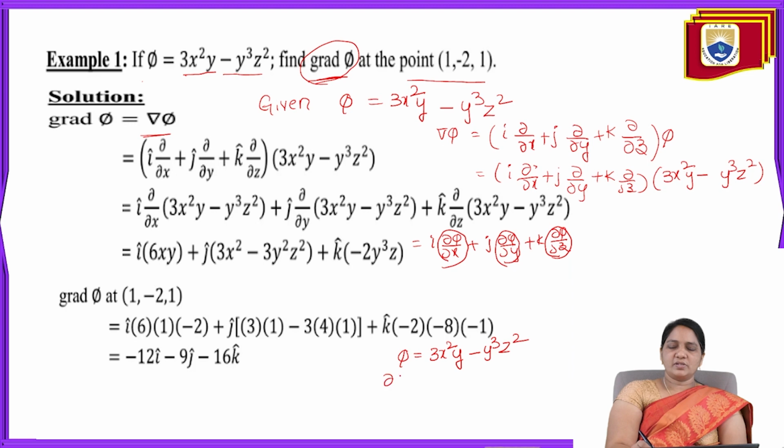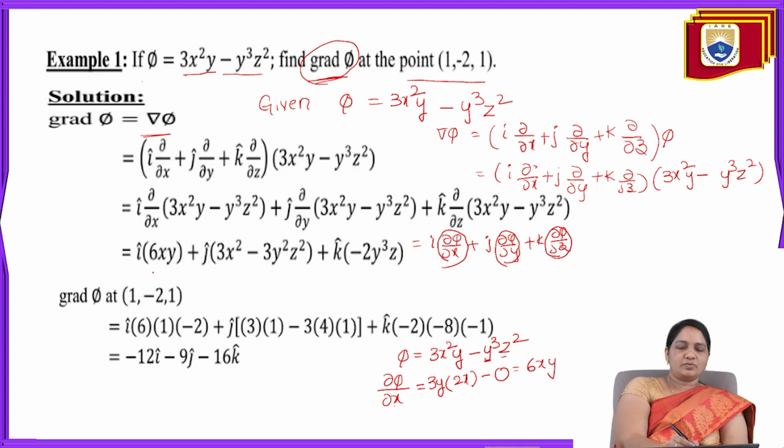So what is ∂pi/∂x? With respect to x, 3y is constant, so the partial differentiation of x square is 2x. Minus y cube z square has no x term, so this is 0. Finally I got 6xy. That is the i term: i into 6xy.